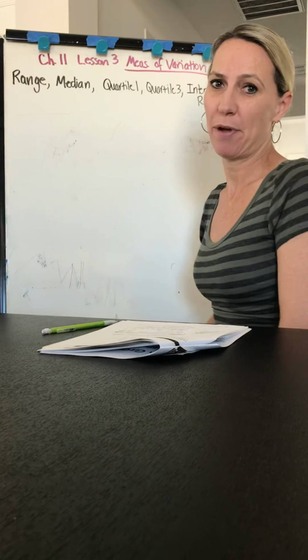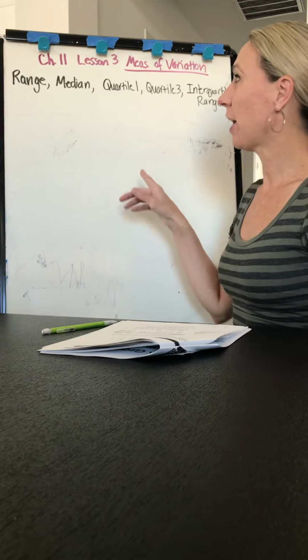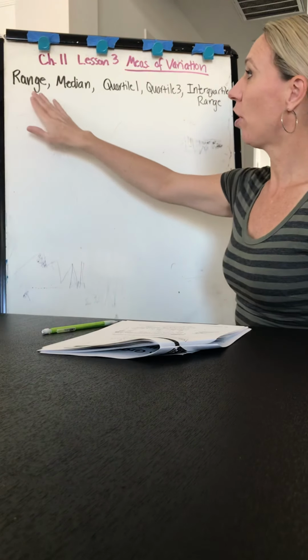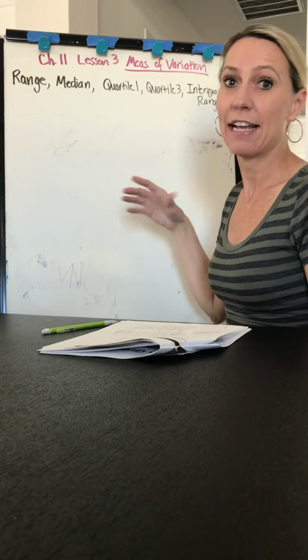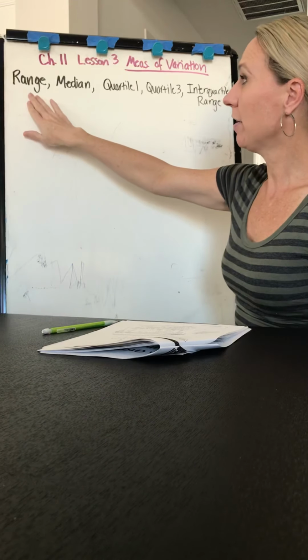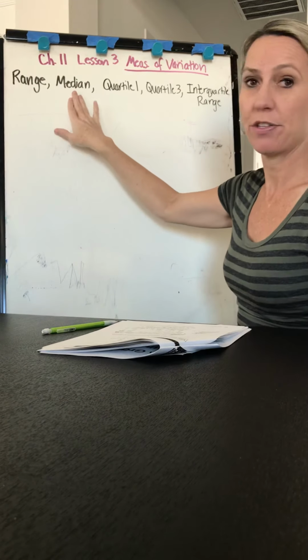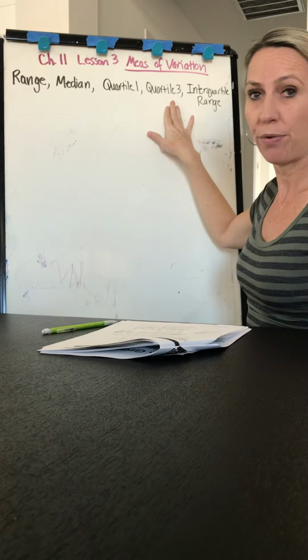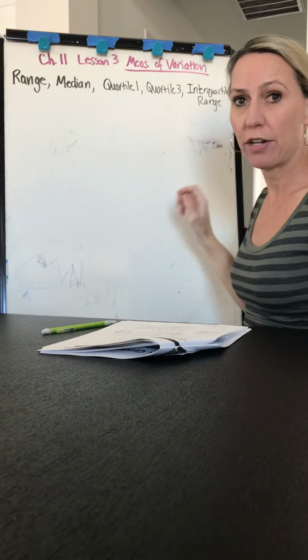Hi, this is Bentley's mom, and today we're going to go over Chapter 11, Lesson 3, which are the measures of variation, and we're going to learn all these vocabulary words, what they are, and how to find them. We have the range, the median, which you know how to do, the quartile 1 or Q1, and quartile 3 or Q3, and what's called the interquartile range.